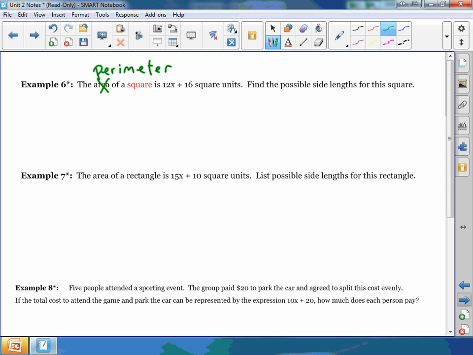Okay? And then 7 is the area of a rectangle, which is what we were working on with the algebra tiles. So I want some possible lengths there. And then you can try example 8 too. So let's go 6, 7, 8 here. I'll just be walking around. I'll check them out for you when you get them.